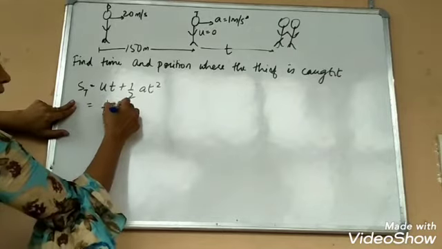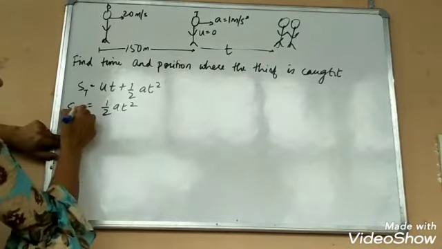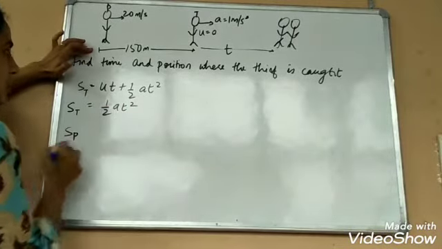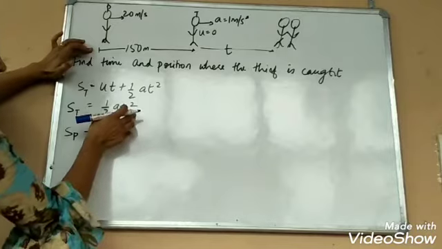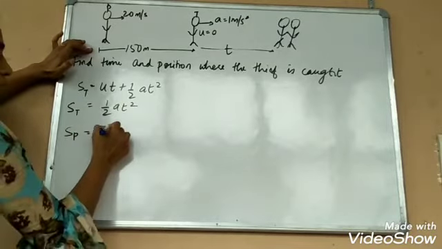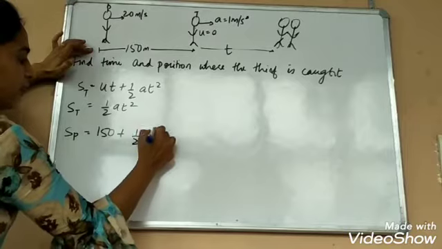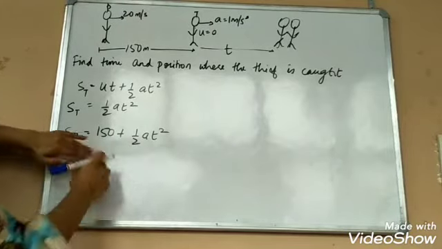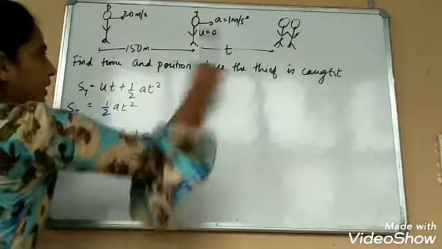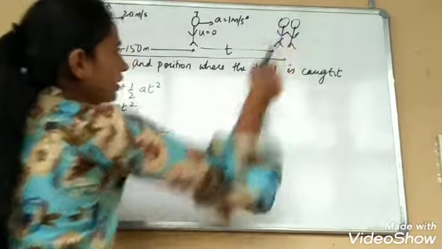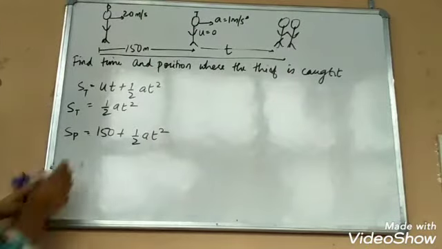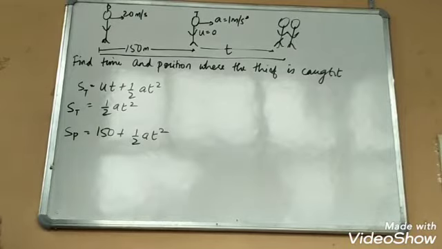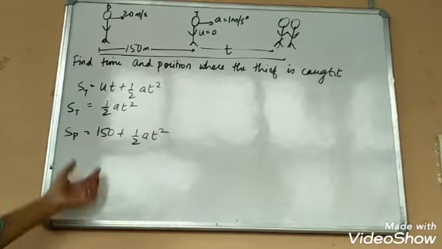So that is half at square. This is the distance covered by the thief. Now the distance covered by the police will be equal to this much distance plus 150 meter. So 150 plus half at square is the total distance covered by the police. He covers this distance, reaches the thief, and catches the thief. So SP is 150 plus half at square, and the total distance is what we have to find.